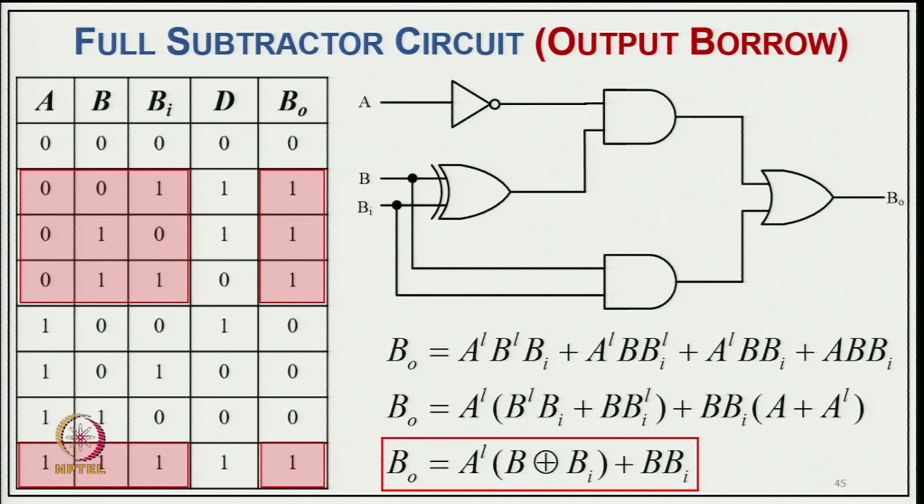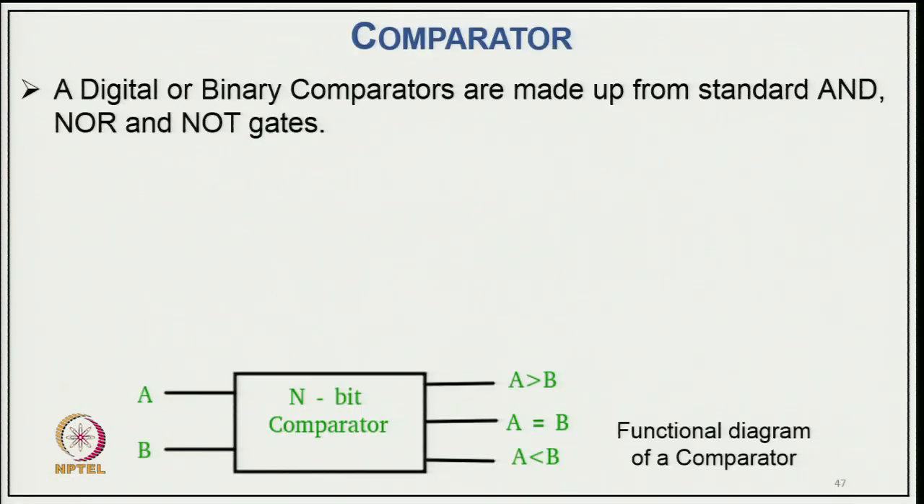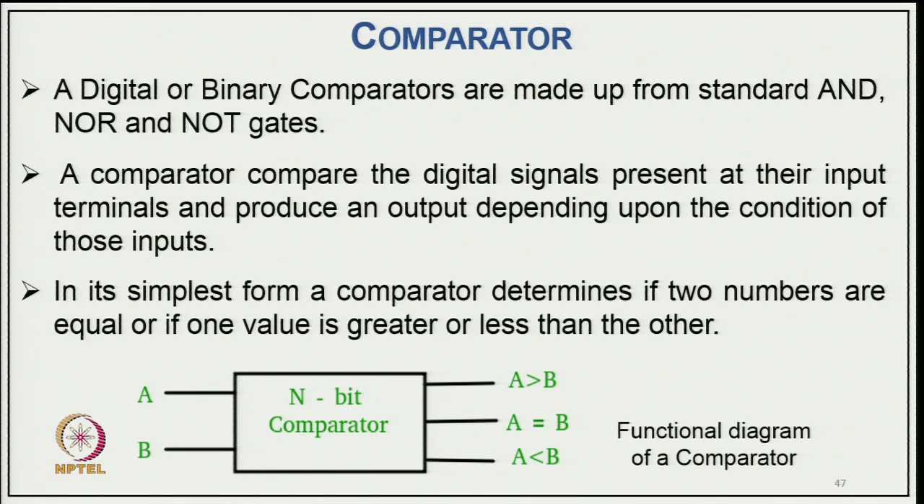So, this is the design of your full subtractor, the difference as well as the borrow output. Now, coming to the comparator circuit, a digital or binary comparator is made up from standard AND, NOR, NOT gates. A comparator compares the digital signals present at its input terminals and produces an output depending upon the condition of those inputs. In its simplest form, a comparator determines if two numbers are equal, or if one value is greater or less than the other.